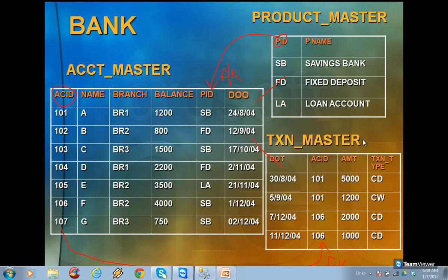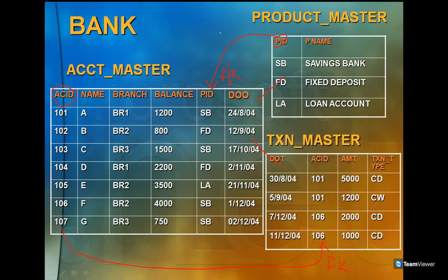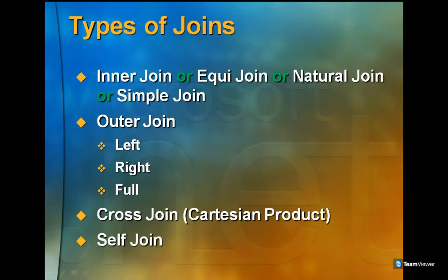Okay. Now, anybody has any questions? Now we have account master, product master, transaction master. Okay. Now, what are the types of joins we have in SQL Server? So let us understand the types of joins we have.